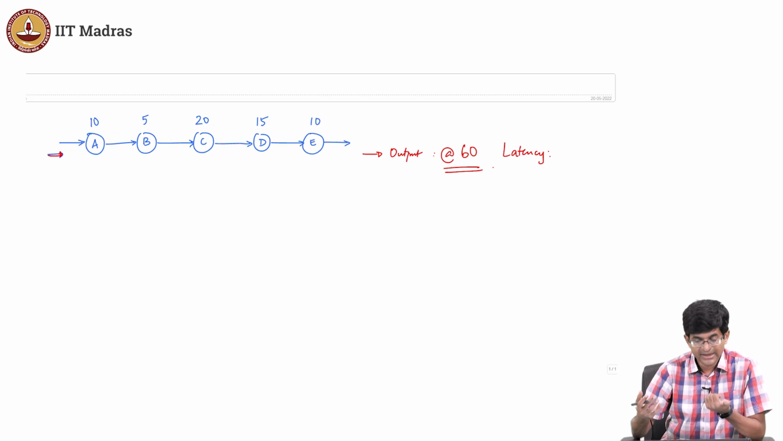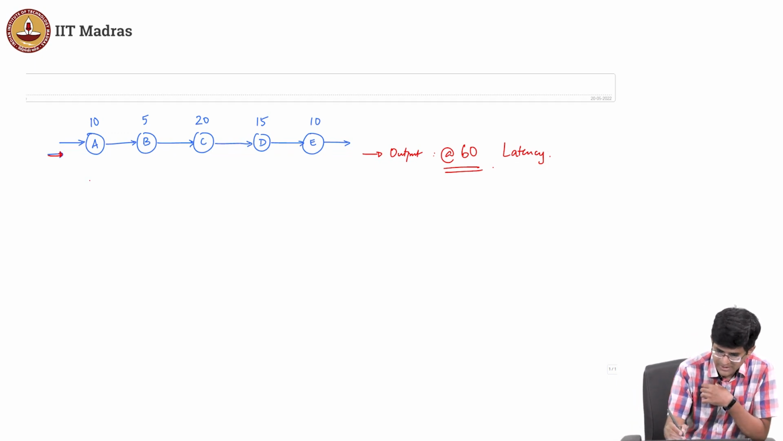Okay, but the interesting thing here is, now look at it, because of the pipeline, do I really need to wait for another 60 time units before getting the second data? Not necessary. Okay, so how does that work? Let's take a look at it, right?